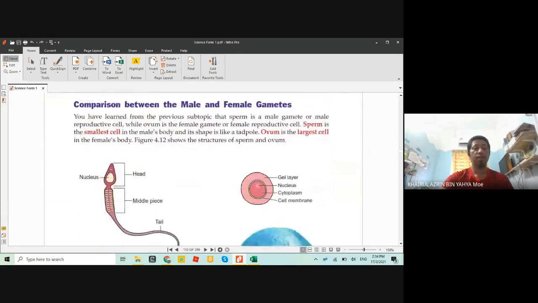Next. Comparison between the male and female gametes. You have learned from the previous subtopic that sperm is a male gamete or male reproductive cell, while ovum is the female gamete or female reproductive cell. Sperm is the smallest cell in the male's body and its shape is like a tadpole. Ovum is the largest cell in the female's body.